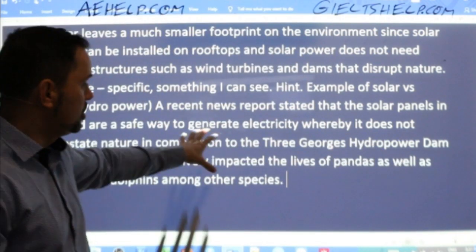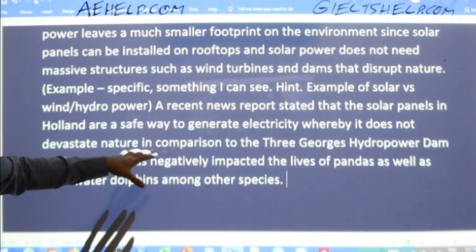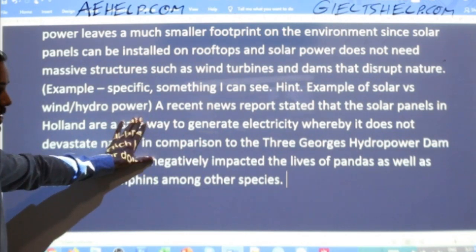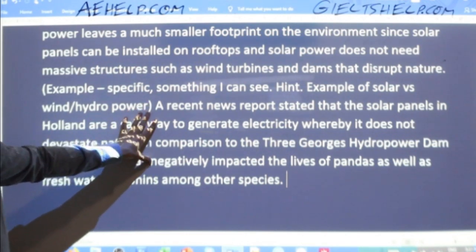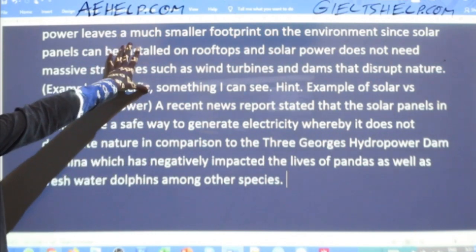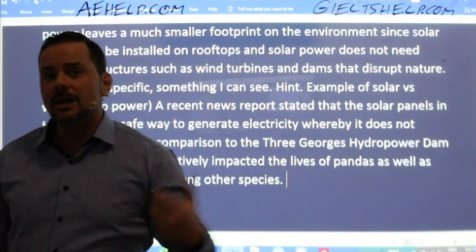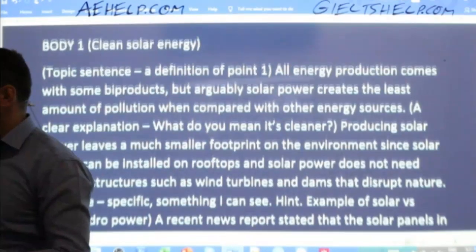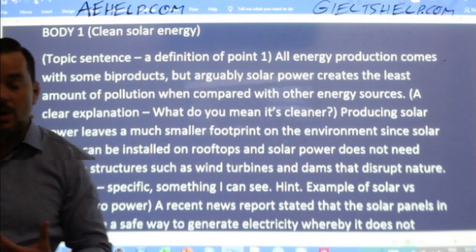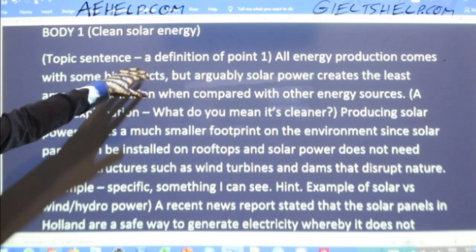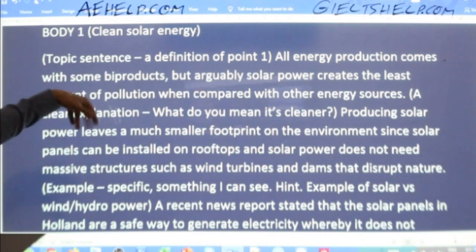So it's a third-person example, okay? It's comparing hydro to solar power, and it's making it very clear what I mean by my topic sentence and my explanation. Notice how clear this is when I read the body paragraph all in one, okay? Looks long, but notice I have a lot of explanation here. And also I'm using size 16 font.